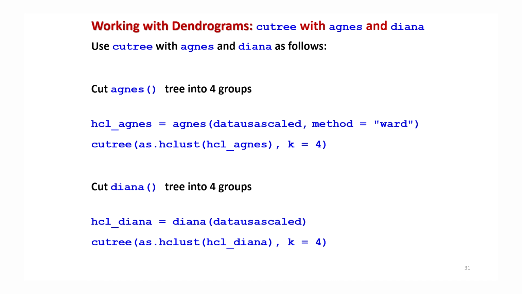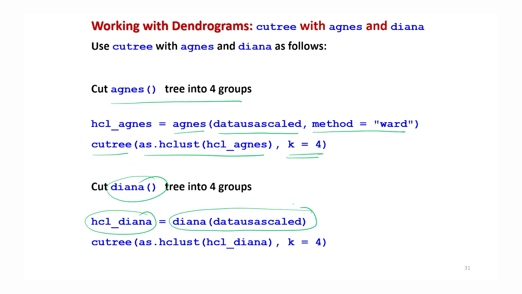Then once again you can use the cutree command with Agnes and Diana, and we try to obtain the different clusters using this Agnes command and Diana command. For this Agnes, we create 4 groups on the same data set, data USA scale, method is equal to ward, and cutree like this, and K is equal to 4. The same thing I do with Diana, that hclust or say SCL underscore Diana is the name of the cluster analysis done with the Diana command, and then I use cutree exactly in the same way.